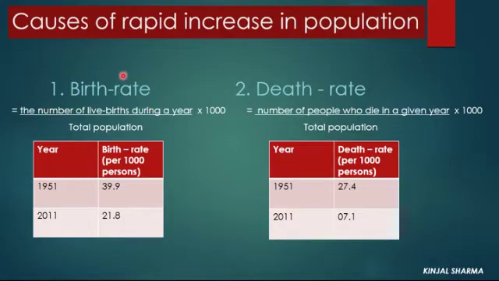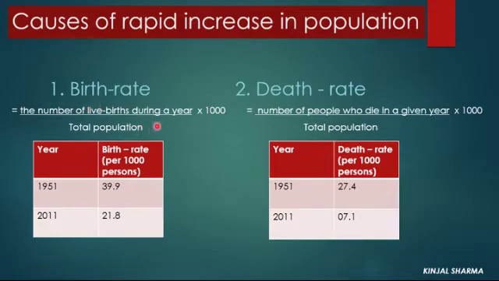Now, the formula for birth rate is the number of live births during a year divided by the total population of the country, multiplied by 1000, because birth rate and death rate are counted per 1000 persons. In the same way, death rate is the number of people who die in a given year divided by the total population, multiplied by 1000. Birth rate shows the number of children born for every 1000 people during the given year.